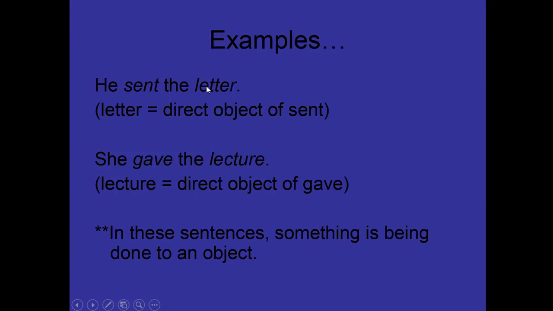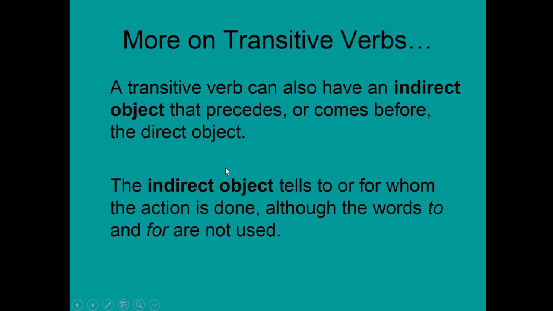So look here, the letter and the lecture. Lecture is the direct object of gave. The letter is also a direct object of sent. In these sentences, something is being done to an object. Yes, of course, this object is the letter in this sentence, and this object is the lecture in this sentence. Great.